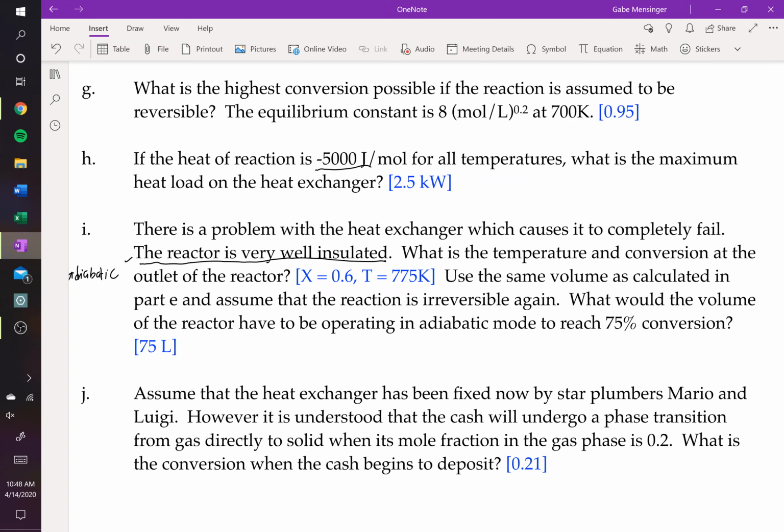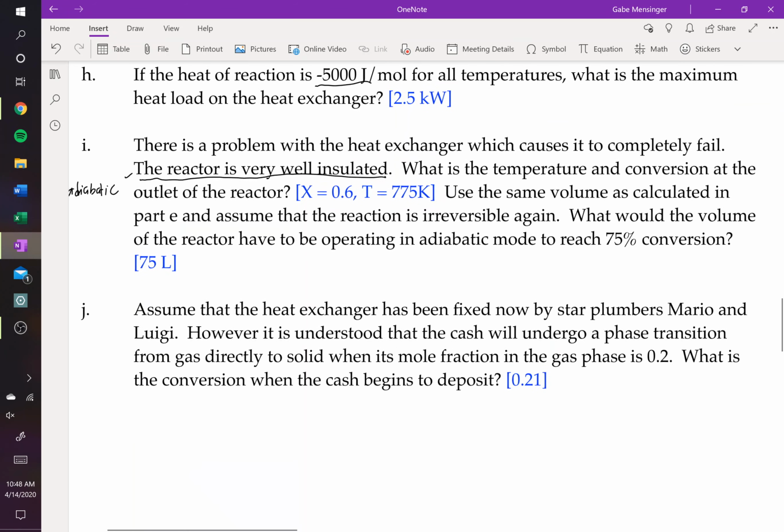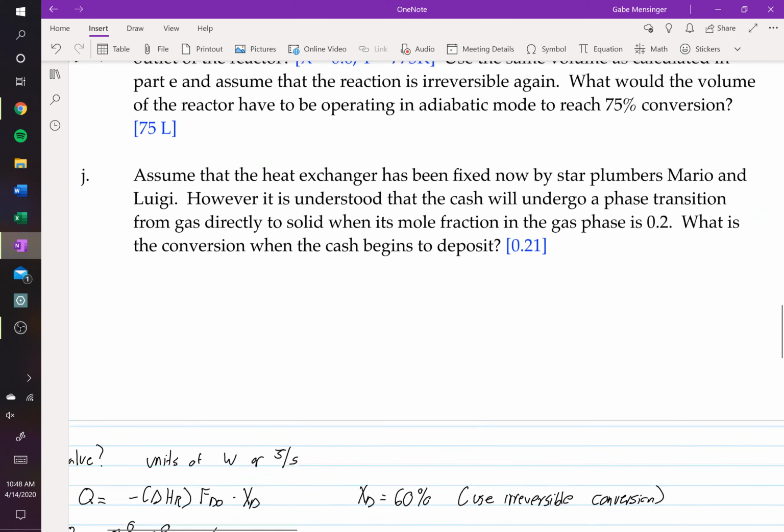Okay, part J, last part. Assume that the heat exchanger has been fixed now by star plumbers Mario and Luigi. However, it is understood that the cache will undergo a phase transition from gas directly to solid when its mole fraction in the gas phase is 0.2. What is conversion when the cache begins to deposit?